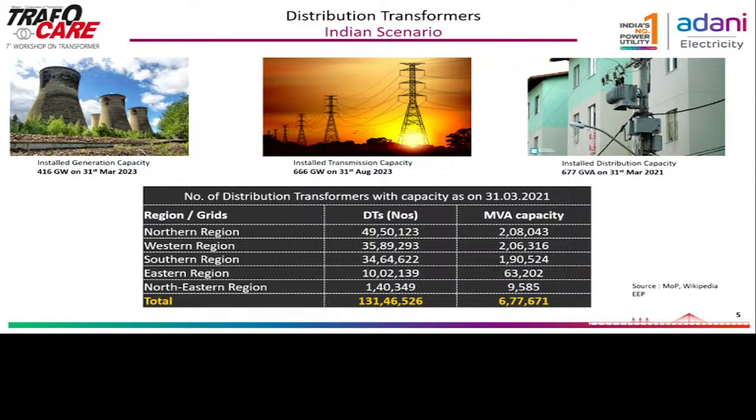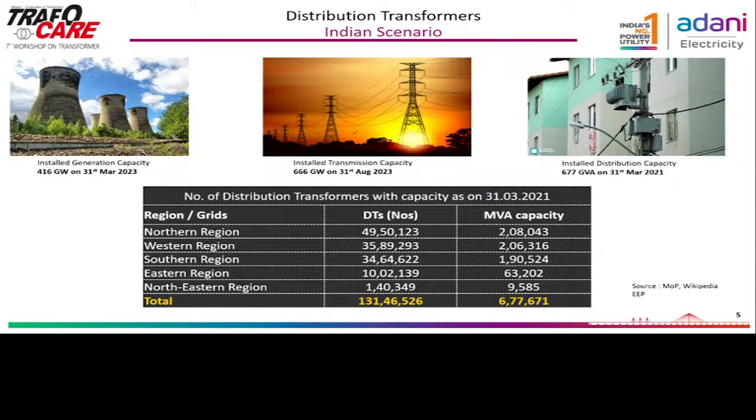So this is the Indian scenario. You can see the generation capacity, how we have fared up to 2023 figures, then April 2023 figures for transmission as well as the distribution transformers figures. So our generation capacity, our transformation capacity, our distribution capacity, it is increasing like anything.